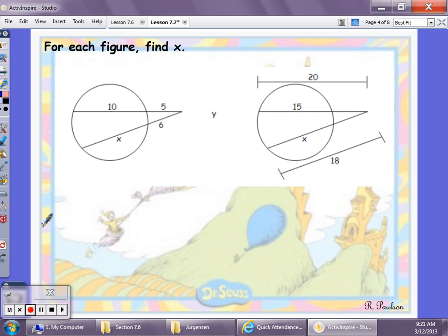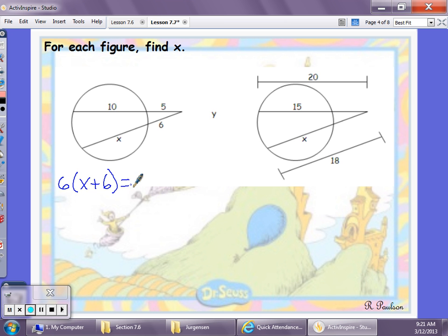For each figure, we're going to find x. Remember, we're going to take the external segment times the entire secant. In this case, we can take 6 times the entire secant segment, which is going to be x plus 6, and set that equal to the other external segment, which is 5, times the entire segment. Now remember, you want to take the entire segment, which is going to be 15. And then we can go ahead and solve.